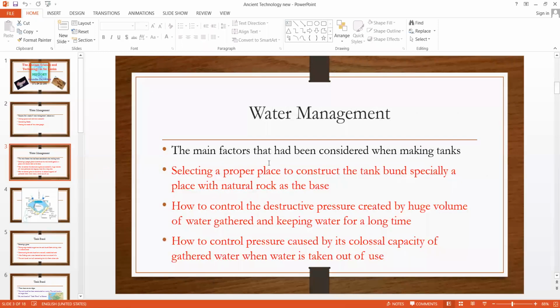So here you see the main factors that have been considered when making tanks. I told you about two challenges faced by early tank engineers in constructing tanks. The first is selecting a proper place to construct the tank. Actually, you can't construct it simply in any place. There must be a proper place to construct that tank. So what was the proper place? How to find out the proper place to construct the tank?